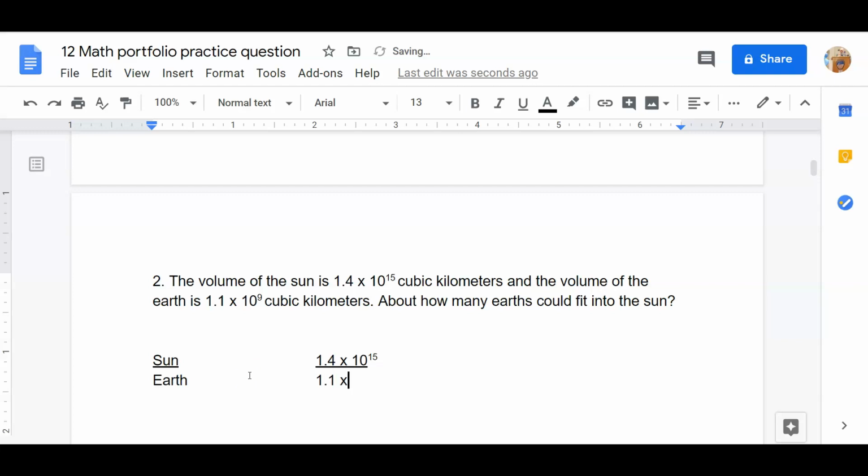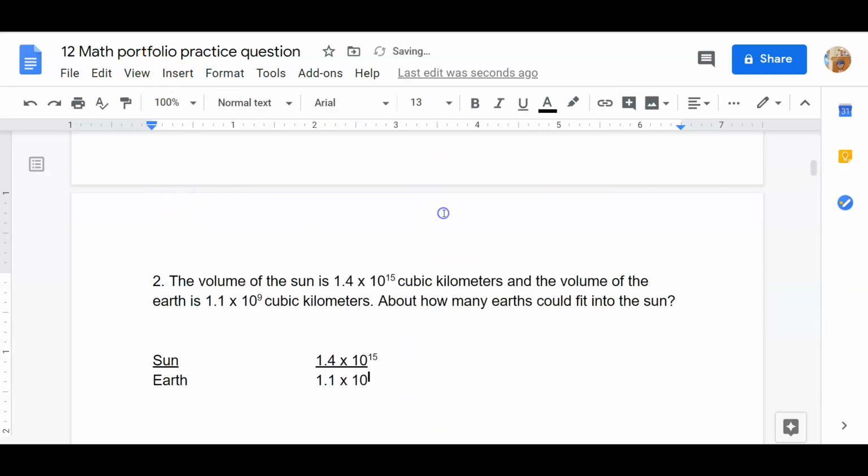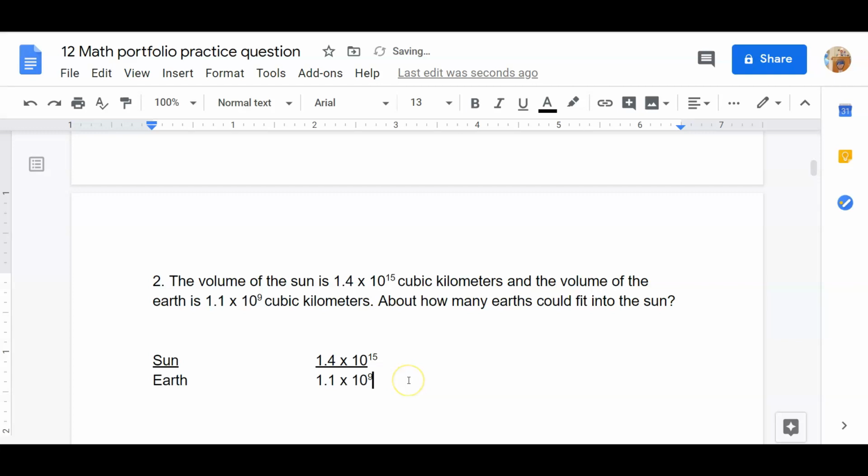1.1 times 10. Format. Superscript to the ninth. And let's remember that we got to take our text and put it back to non-superscript. And hit equals. So your problem's going to be set up the same way. You're going to put the sun and you're going to put it over the Earth. The sun divided by the Earth. We're trying to figure out how many Earths could fit in the sun. So we take the sun size and divide it by the size of the Earth.